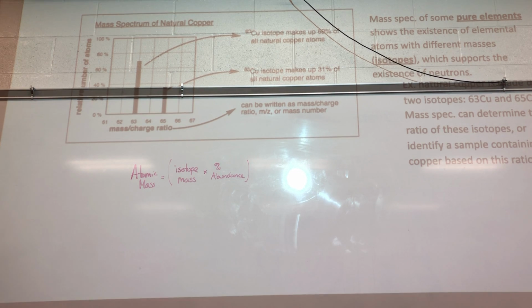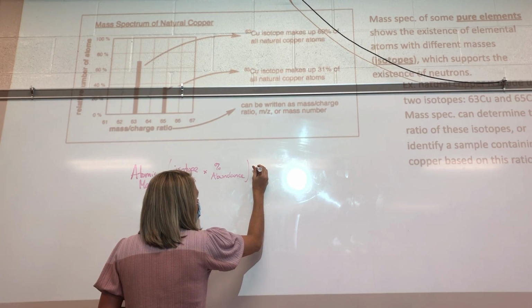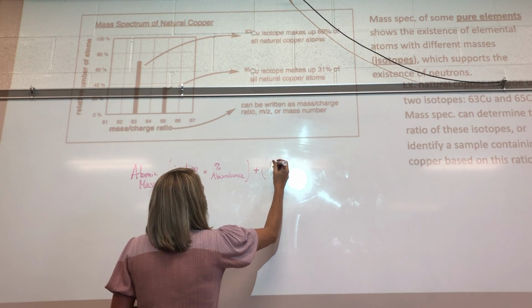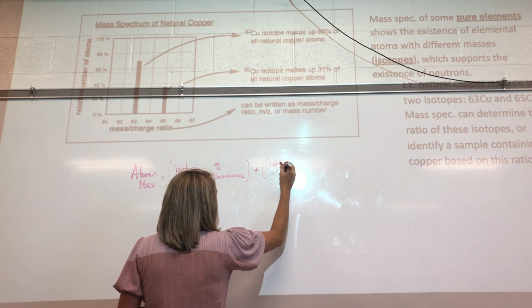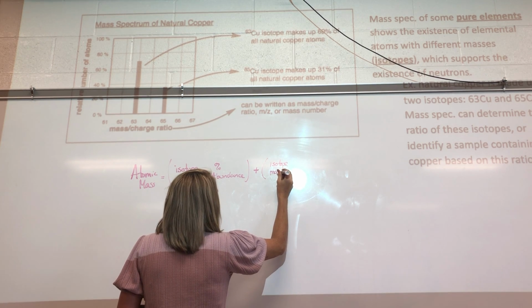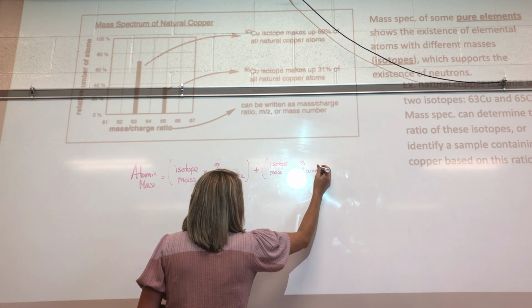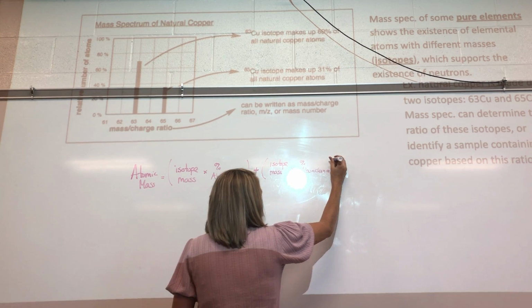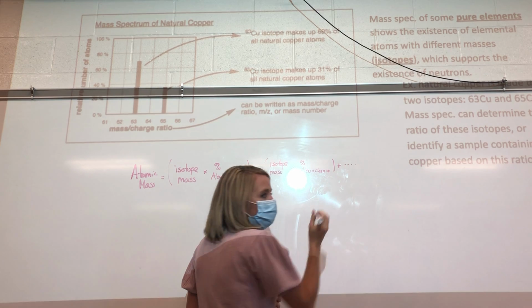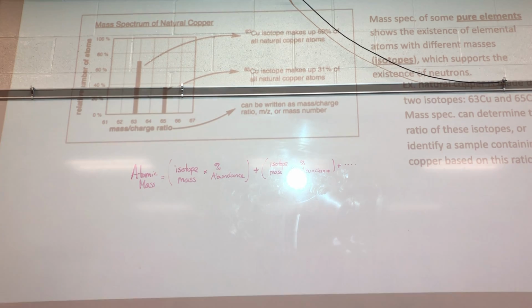Okay, so you take the isotope's mass times the percent abundance, plus the next isotope's mass times its percent abundance. And then you would continue that for however many isotopes the sample has.